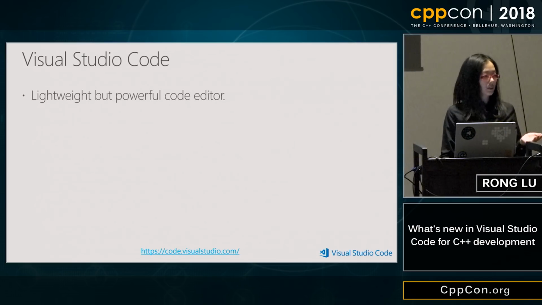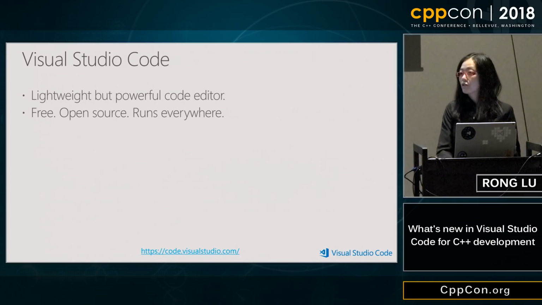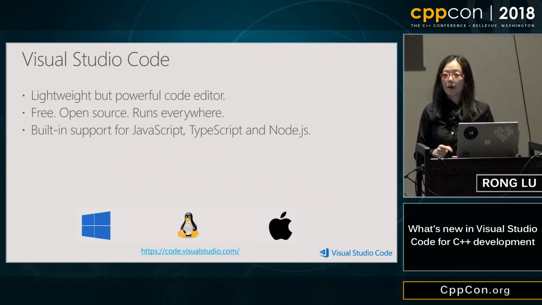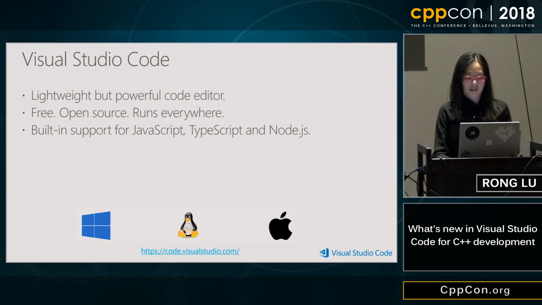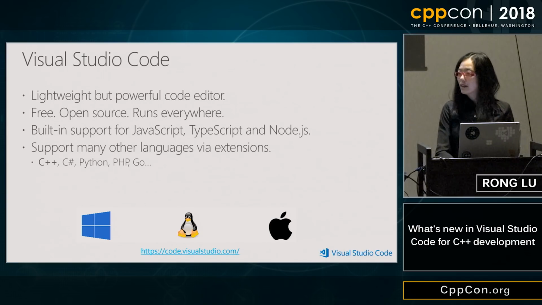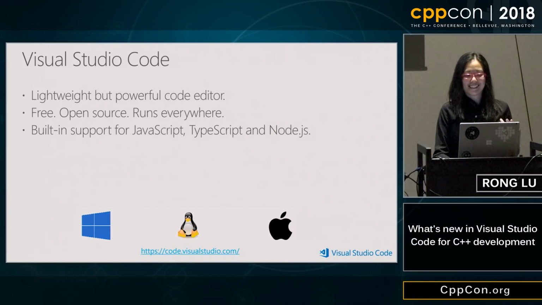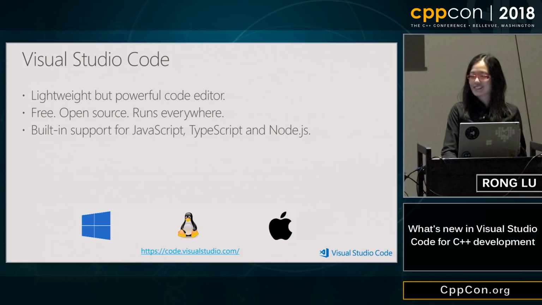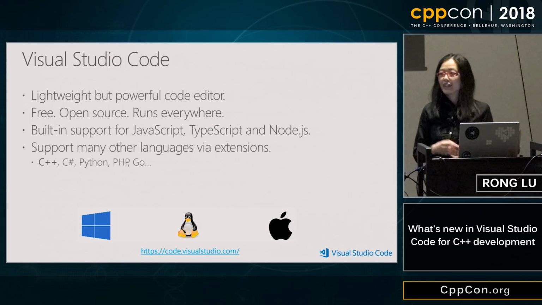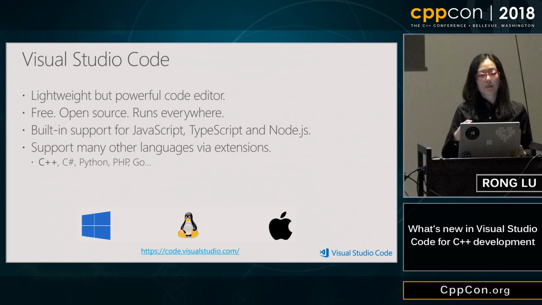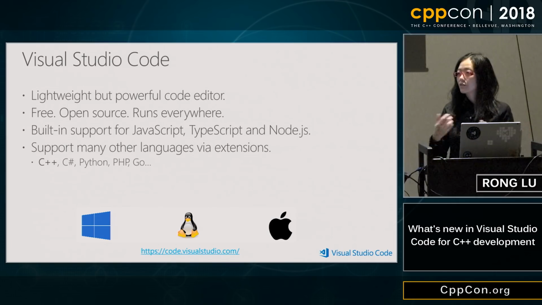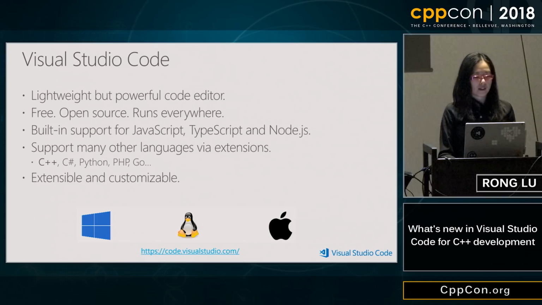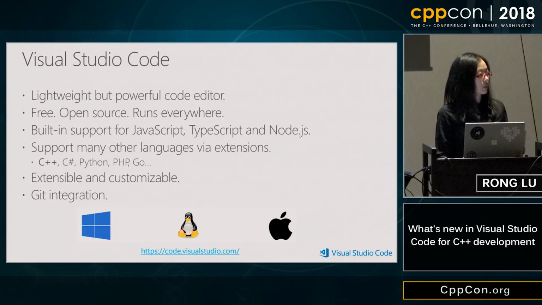So what is VS Code? A lightweight but very powerful code editor. It's free, open source, and runs everywhere. By everywhere, we mean Mac, Windows, and Linux. And it supports many languages, including JavaScript and TypeScript and Node.js, but also supports other languages via extensions, including C++, C#, Python, PHP, all those languages. And of course, today we're going to focus on C++. It is fully extensible, customizable, and it has built-in Git integration.